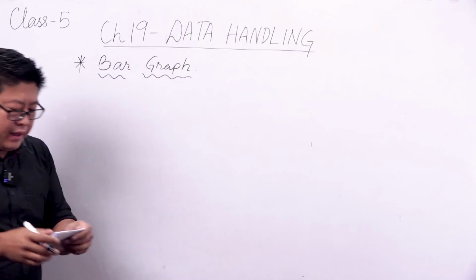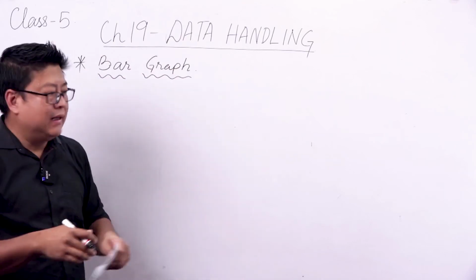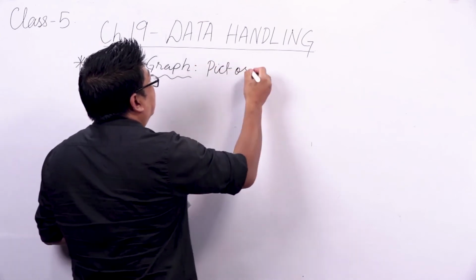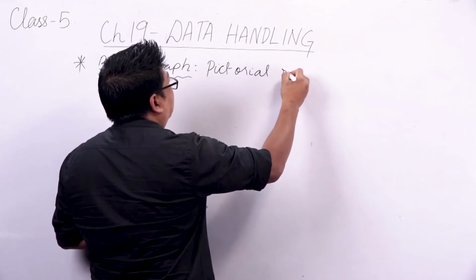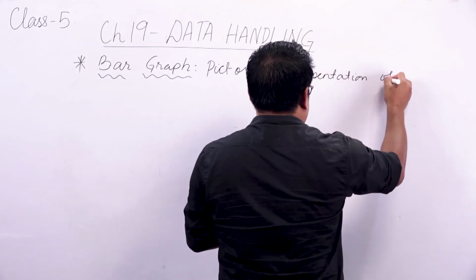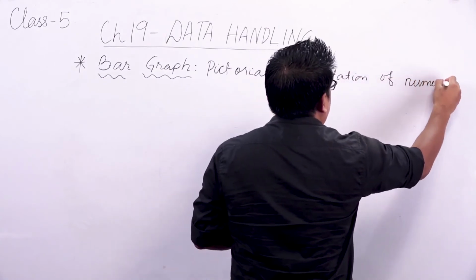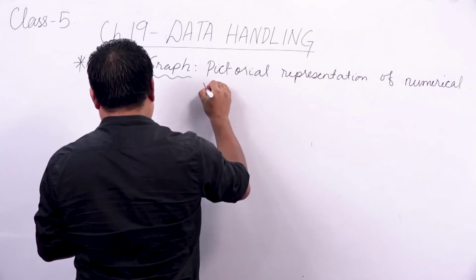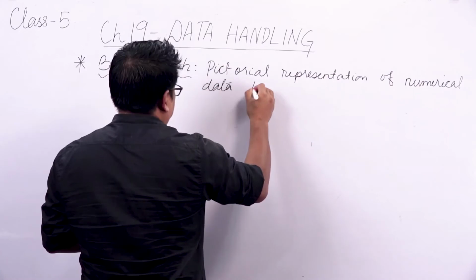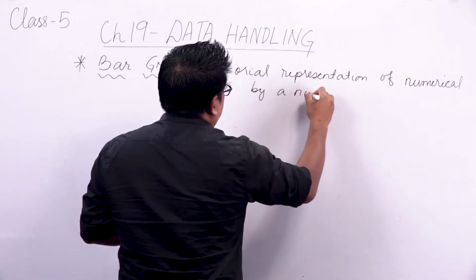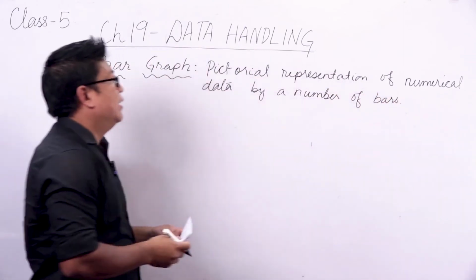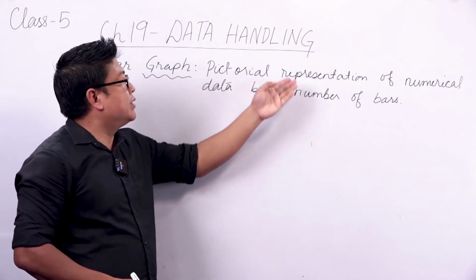Bar graph. Now bar graph is simply, we can simply put it like this: pictorial representation of numerical data by a number of bars. Now, I'm sure pictorial means pictures, representation.